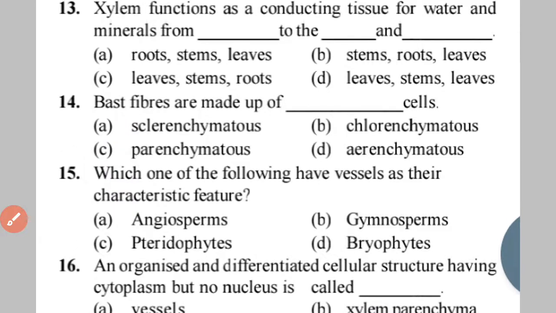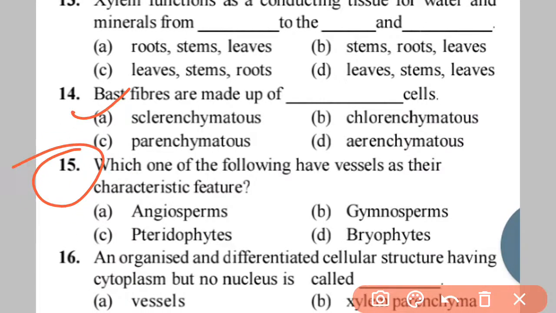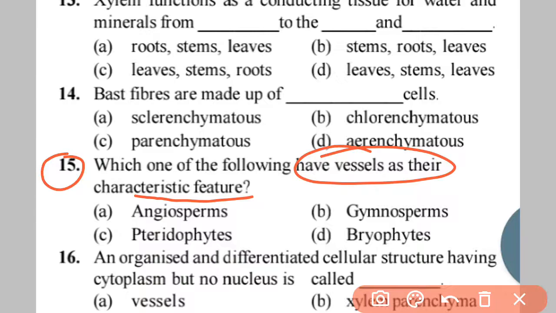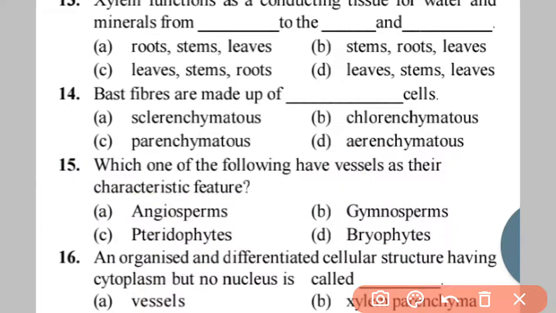Let's move on. Question number 15. Question number 15 is, which of the following have vessels as their characteristic feature? Vessels. Okay, so in angiosperms or gymnosperms or pteridophytes or bryophytes, which one? So vessels are basically found in angiosperms, as a characteristic feature. So option A is correct.